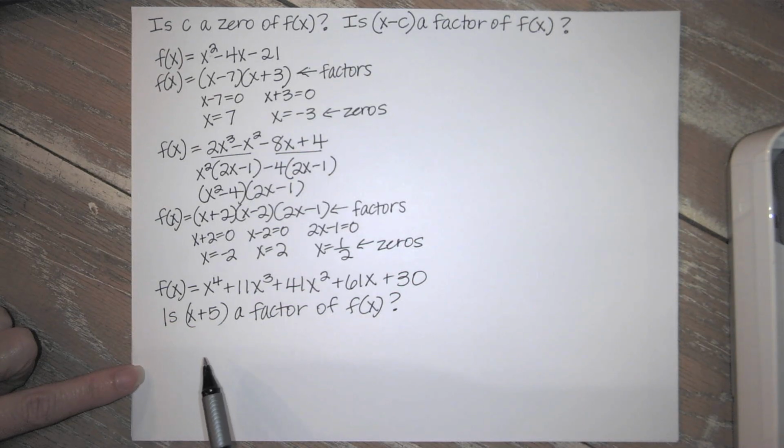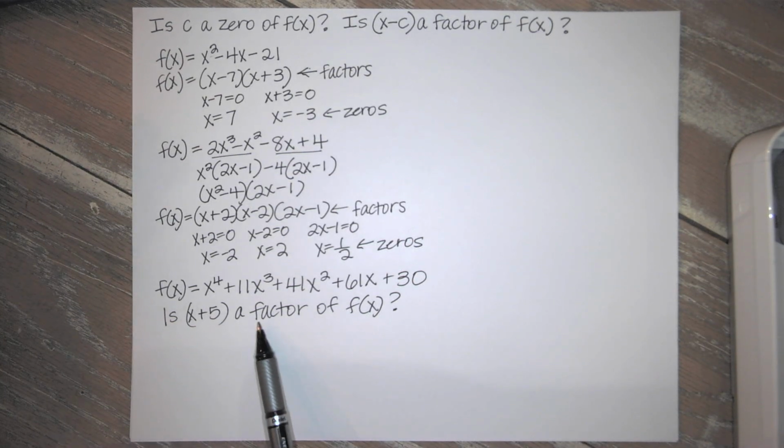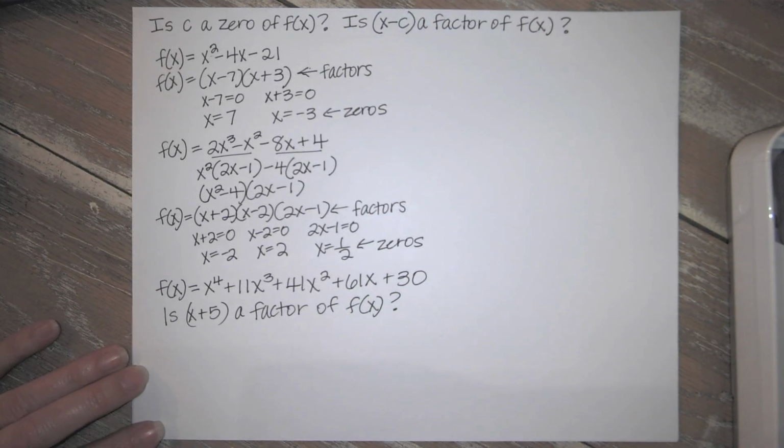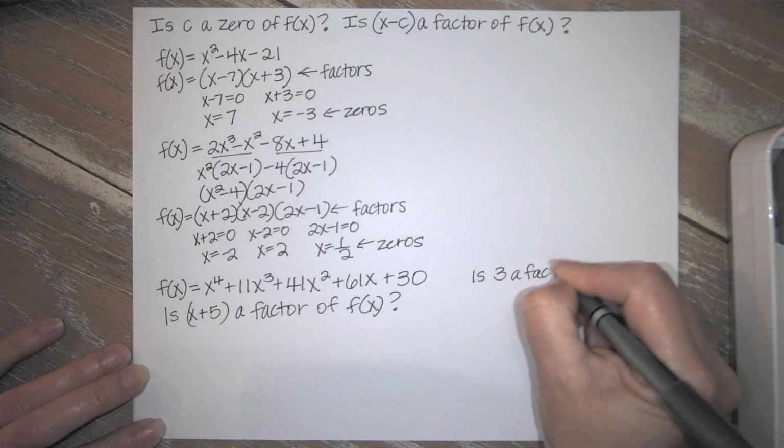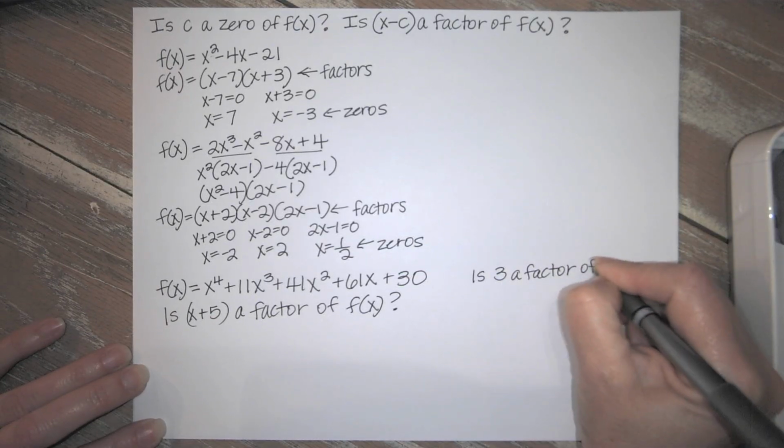So, another thing we can use is the definition of a factor. If something is a factor of something else, it means it divides into that thing evenly. Like if I ask you, is 3 a factor of 12?